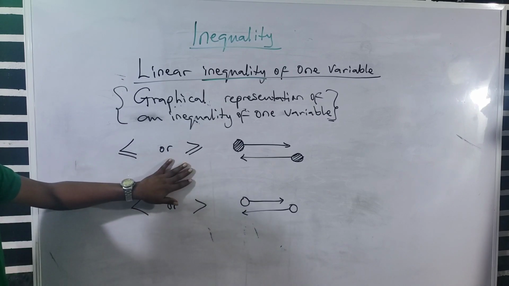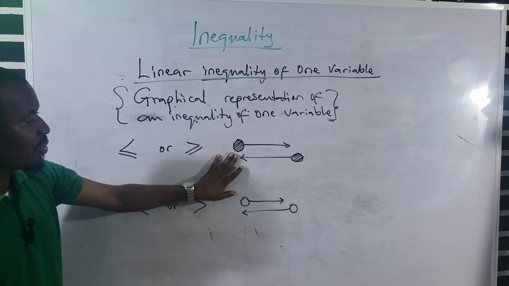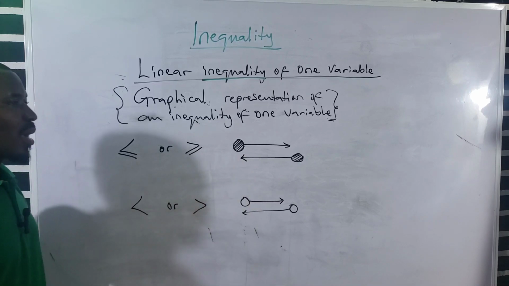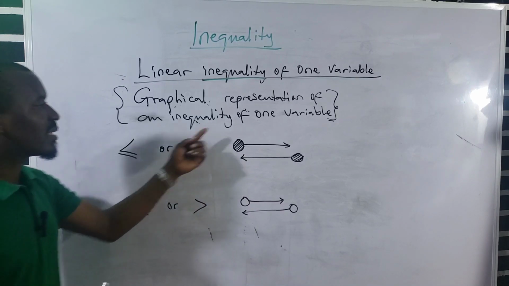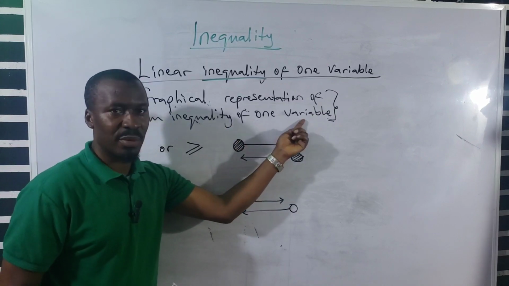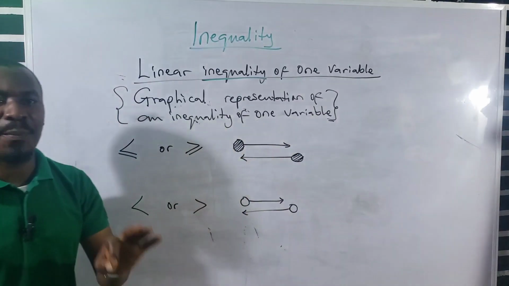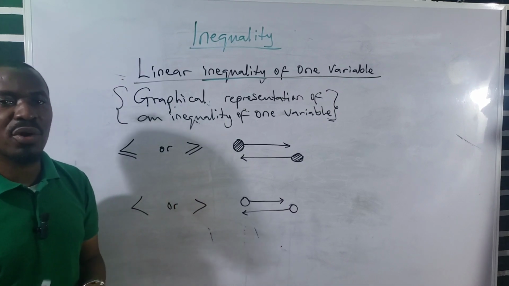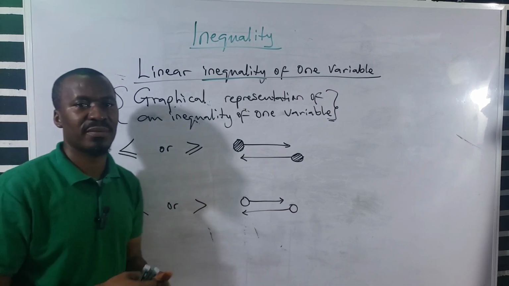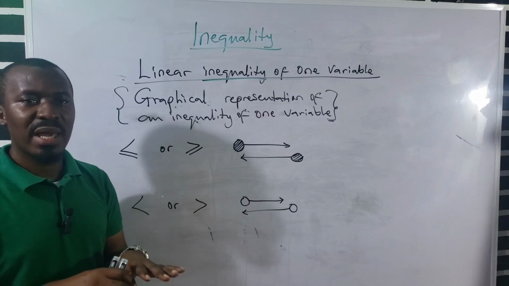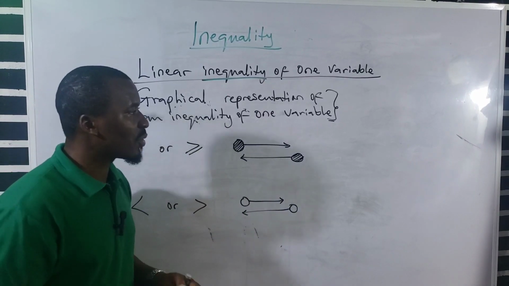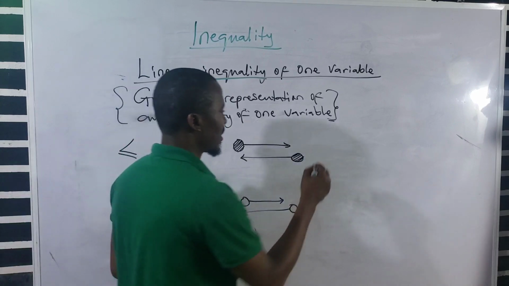So this is the arrow we use in representing our inequality. But remember, this is an inequality of one variable, so the only way we can plot this graph is on a number line. So we call this graph a number graph. We are going to use a number line to plot the graph. So let us look at some of these examples here.